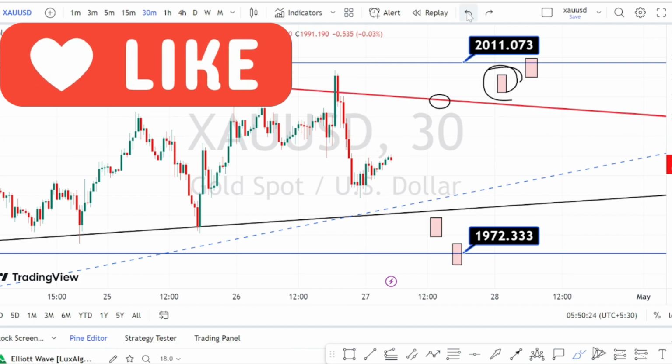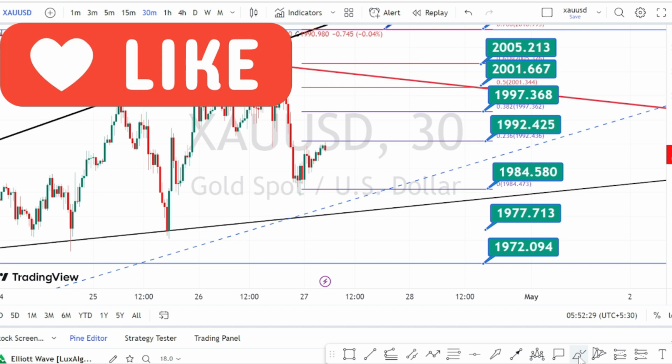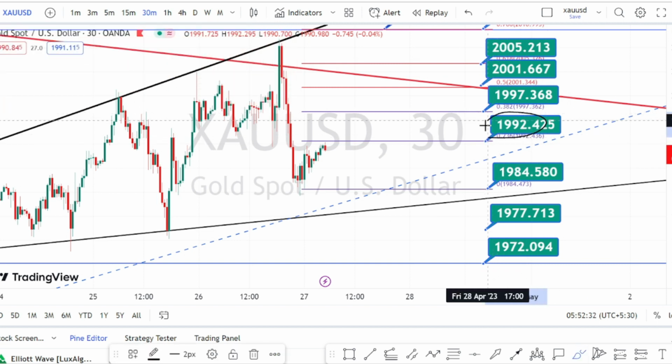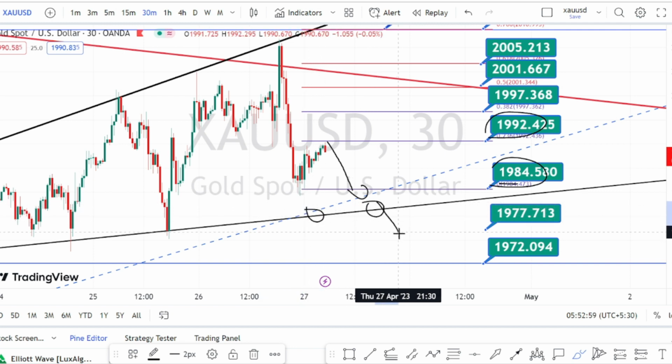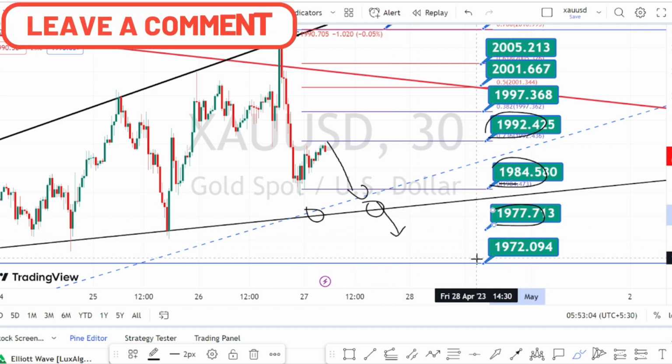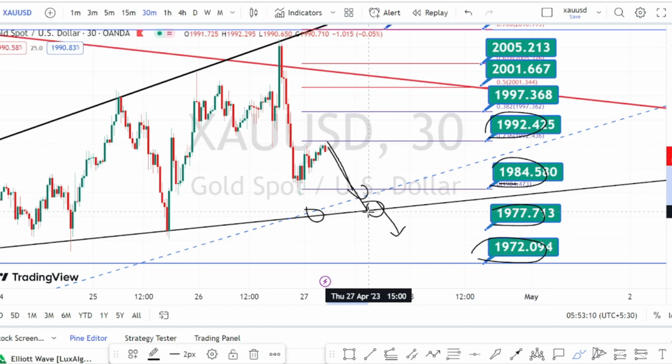Let us mark the support and resistance levels. So currently the price action is trading within the resistance level of 1992 and support level of 1984. And if the price action continues its bearish side retracement, breaking this support level of 1984, next level of support is going to be the bullish channel pattern trend line or support line from the daily time frame. Once this support level is breached, next level of support is going to be around 1977 and 1972.